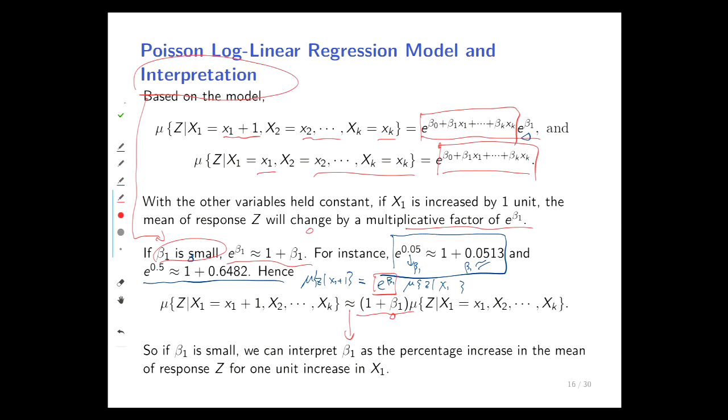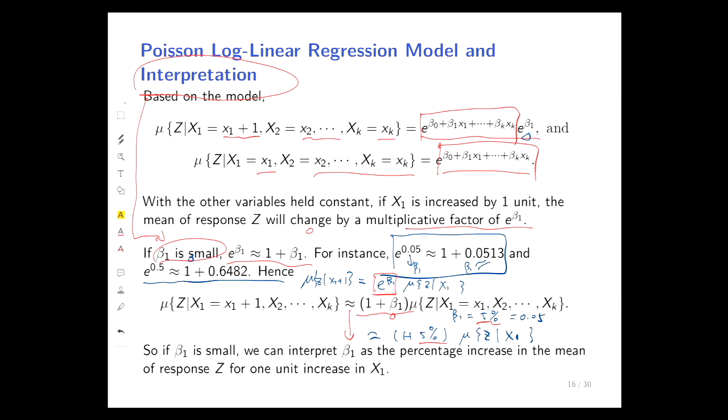So why is it a percentage increase? Let's just have a look at it. For instance, we can also use beta 1 equals 5%, so that means 0.05. In this case, this approximation is just equal to 1 plus 5% times the mu z given x1. So in this case, this 5% can be interpreted as the percentage increase in the mean of the response if we increase x1 by 1 unit.